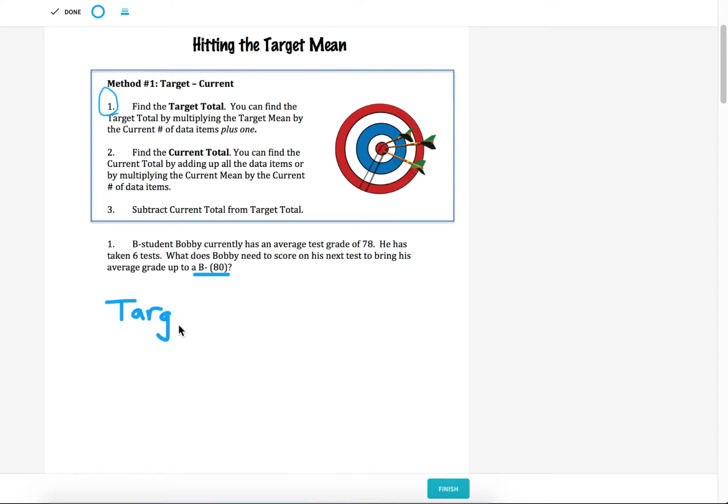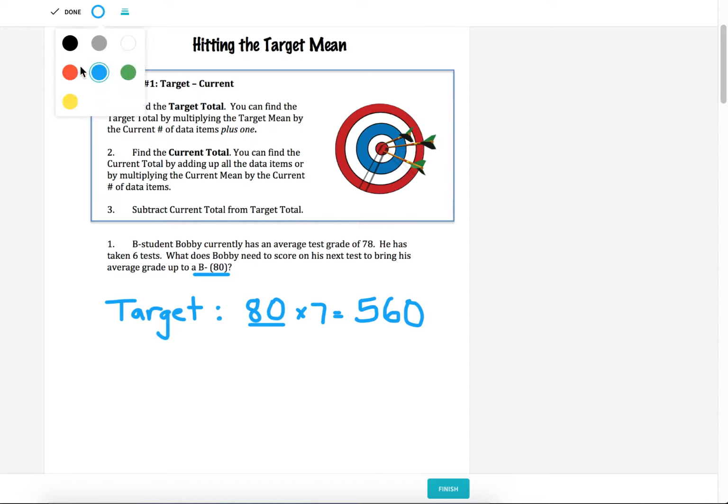So his target, he needs to get an average of 80, he needs 560 points. 80 times 7. Because if he gets to 560 points through 7 tests, when the teacher goes to find his average and does 560 divided by 7, Bobby's going to have an average of 80. Alright, well, what is his current total?